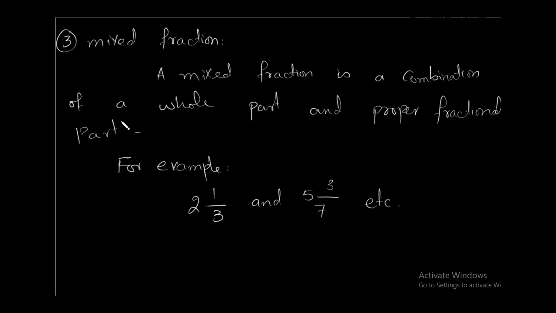So it is clear in this definition that 2 represents the whole part, while 1/3 represents the proper fractional part. This type of fraction is called a mixed fraction. In the second example, 5 is the whole part and 3/7 is clearly a proper fraction part. So this type of fraction is called a mixed fraction.